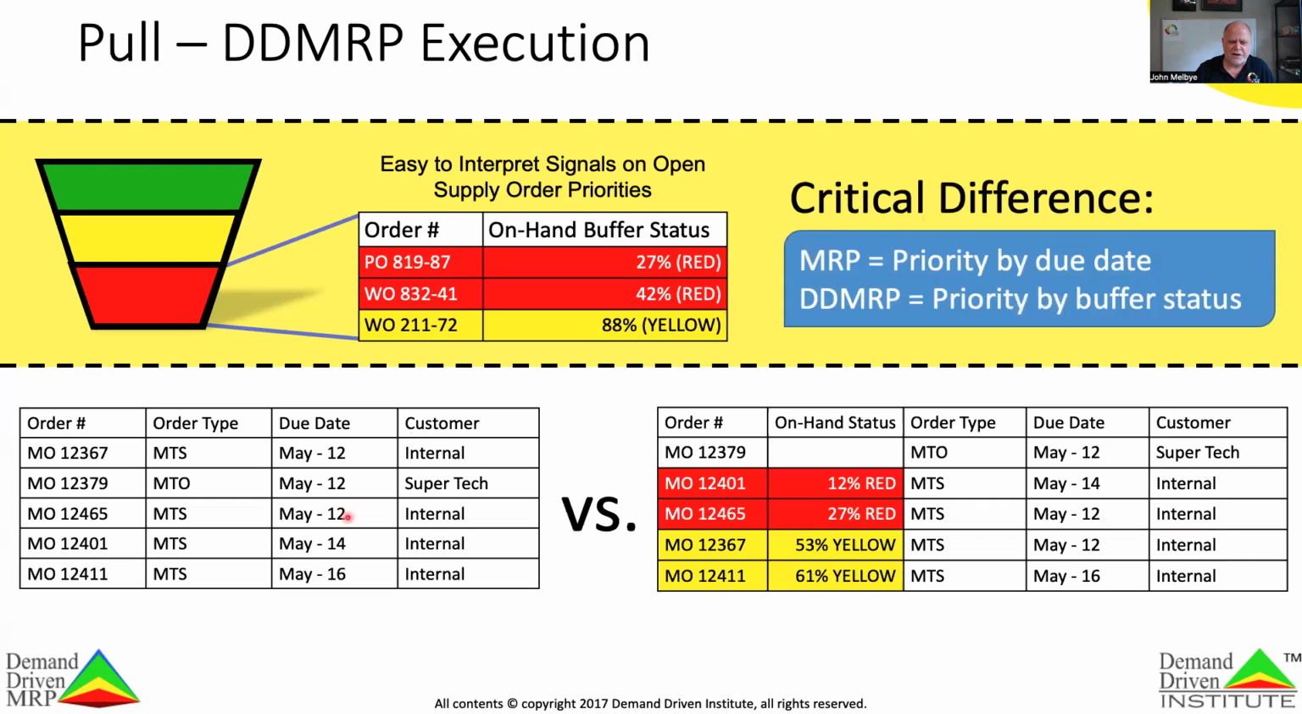And if I look at this scenario that we face every day in the traditional world, I've got due dates set up for different parts. But if I look at my buffer status, the one due on May 14th is actually the most urgent of my manufacturing orders. So that's the one I should be doing first. Why would I produce to a due date that's going to ensure that I run out of the part that's due on May 14th?